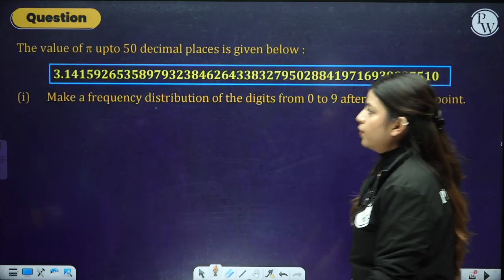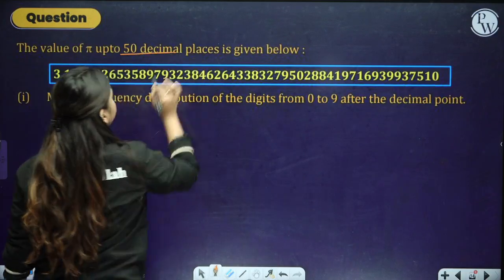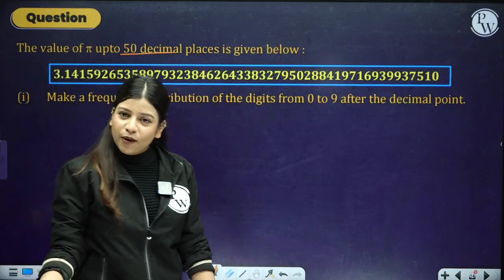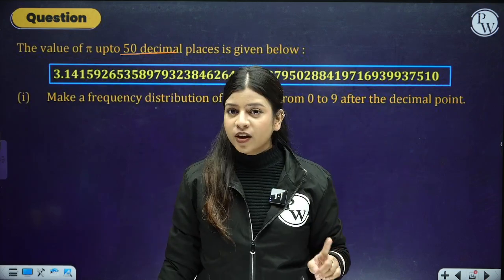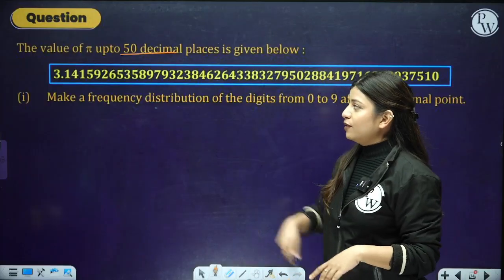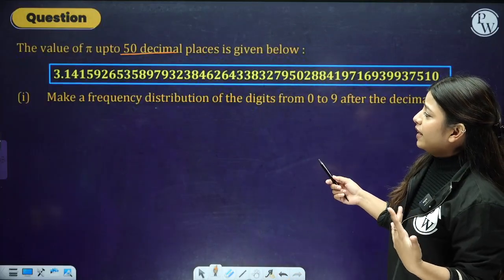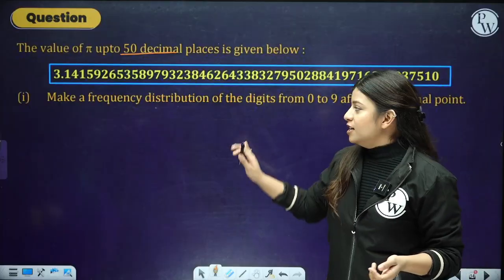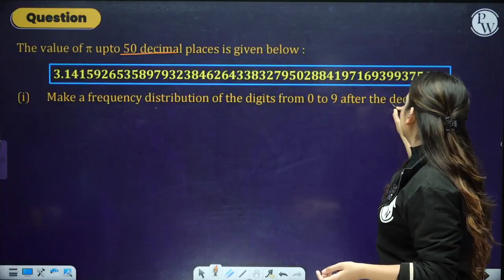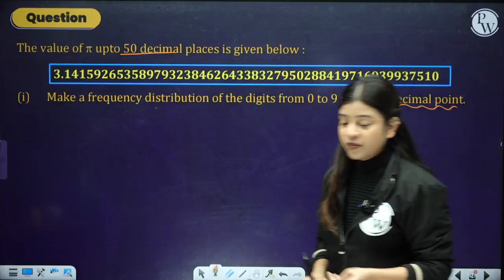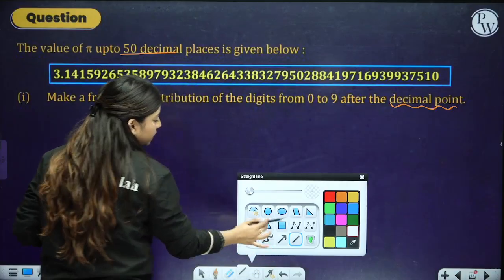The next thing that we have over here is like this. Now it is showing the value of pi up to 50 decimal places. We know that the value of pi is 3.14, but is it the exact value that we are taking? No. The exact value that we have is 3.14159265358979 and so on. So the question says, make a frequency distribution of the digits from 0 to 9 after the decimal point.